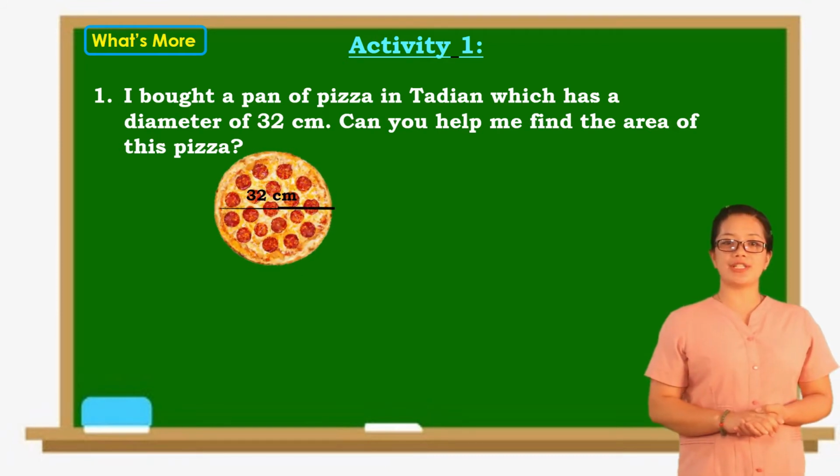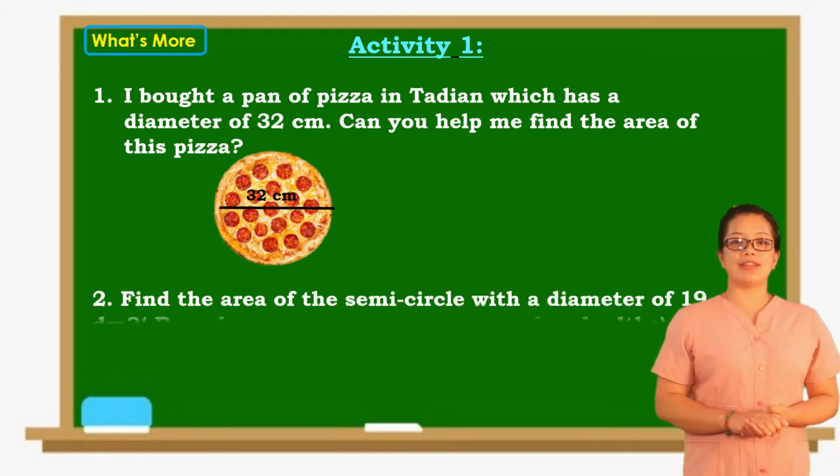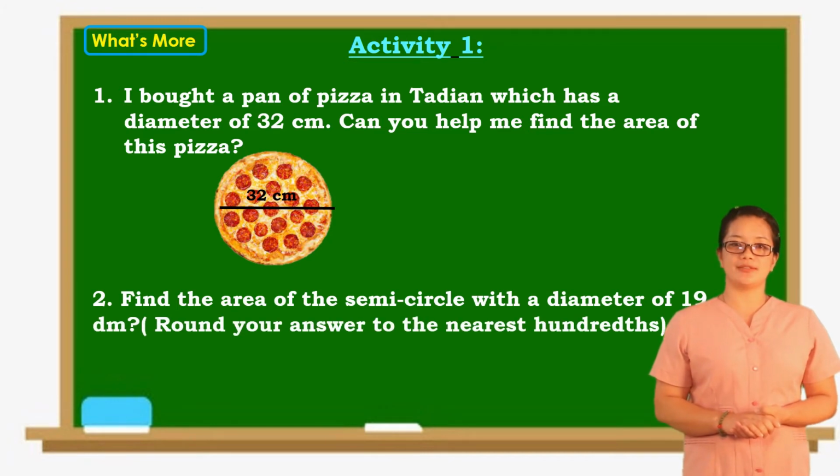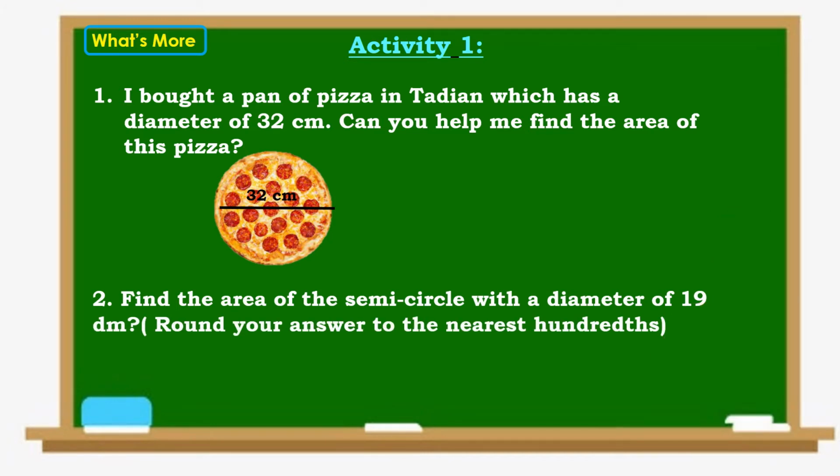Let us check your understanding in our lesson. Let us answer the following. Number 1. I bought a pan of pizza which has a diameter of 32 cm. Can you help me find the area of this pizza? I'll be giving you 10 seconds to answer this activity.